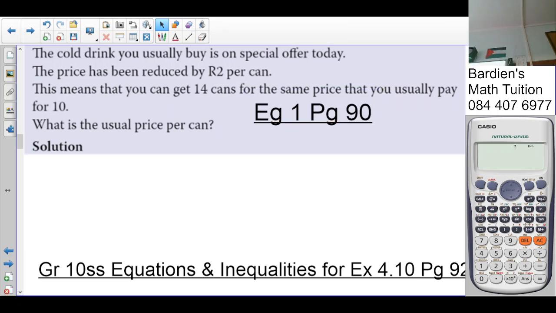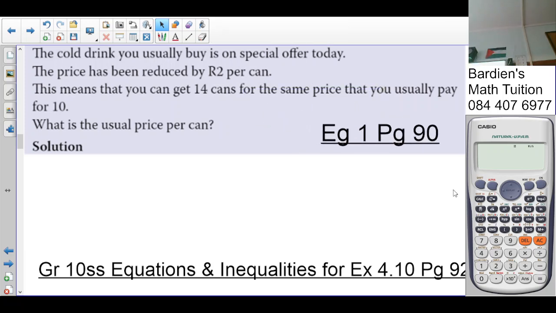Example 1 on page 90. A cool drink you usually buy is on special offer today. The price has been reduced by 2 rand. This means, per can, that you can get 14 cans for the same price that you usually pay for 10 cans: 10 rand, pay for 10. What is the usual price per can?